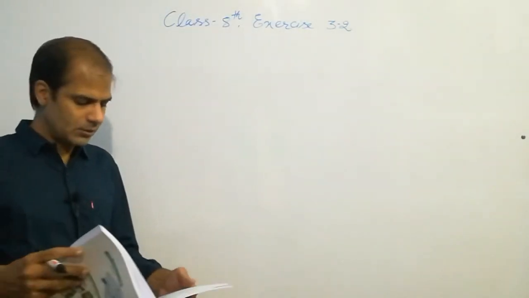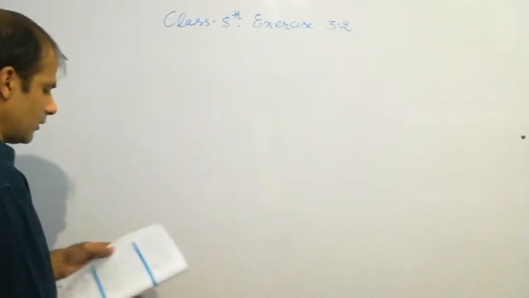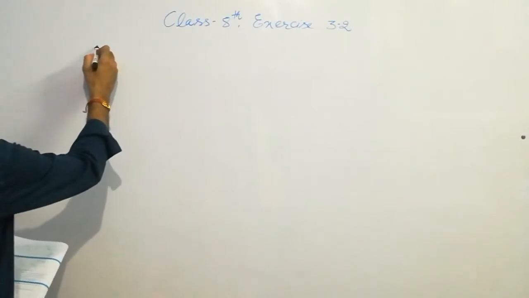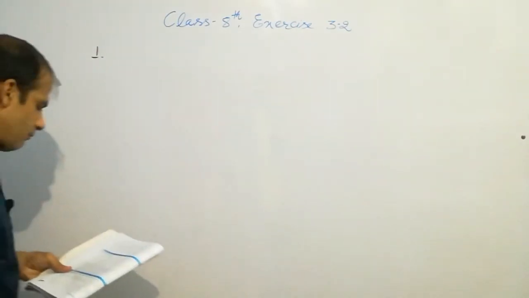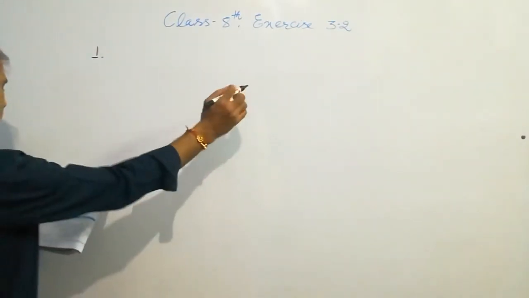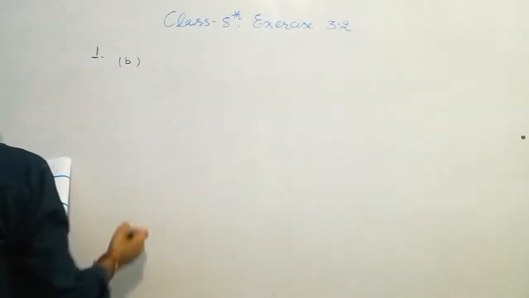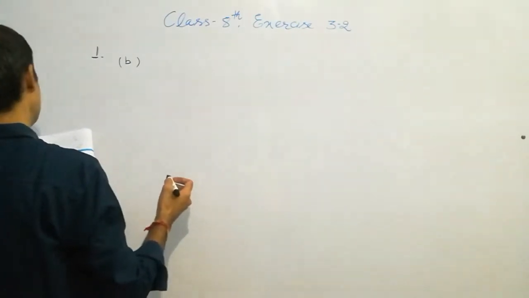So we start with first question. There are 6 questions in total. First question is find x in the following figures. So I am going to solve part B. Okay, it is a pentagon.